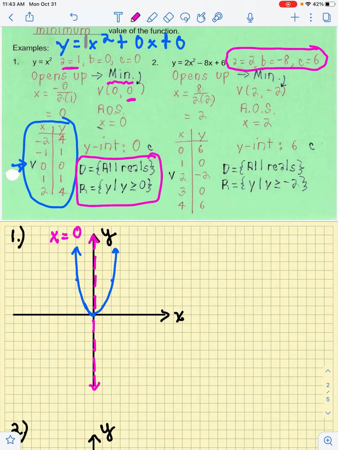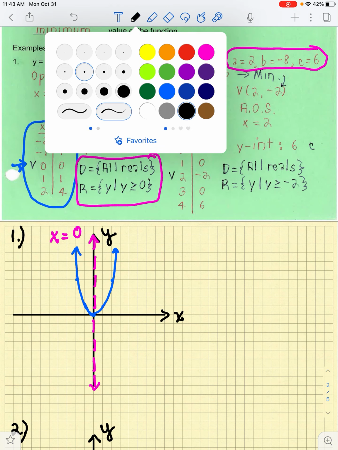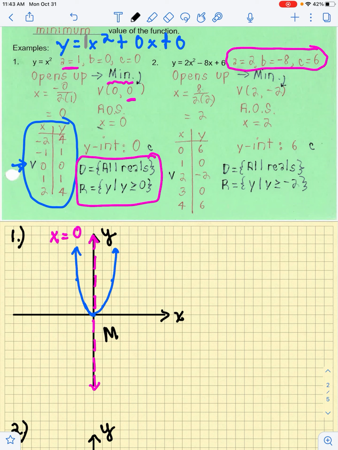And when it opens up, of course, the vertex is a low point, like our last graph. And when we have a low point, we know we have a minimum. And as I said, the minimum value is the y-coordinate of our vertex. In our case, we need to go ahead and find our vertex. So we've done that here for you.